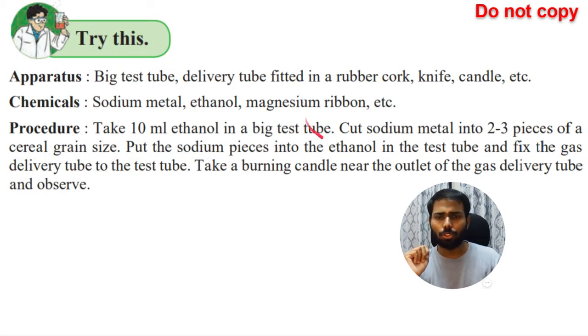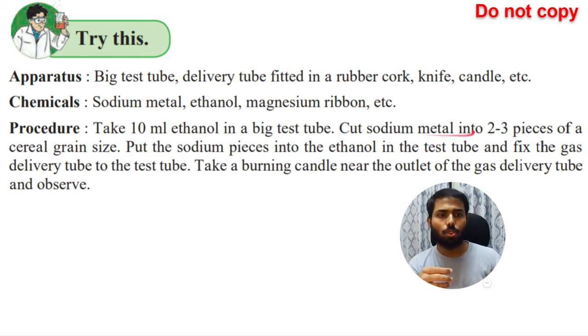Okay, so there is this "Try this" activity given in your textbook. What are they saying? Take 10 ml of ethanol in a big test tube. Okay, एक बड़ा test tube ले लो, उसमें 10 ml ethanol डाल दो. Ethanol कैसा है? It is colorless and it is liquid at room temperature. तो उस liquid को उस test tube में डालना.